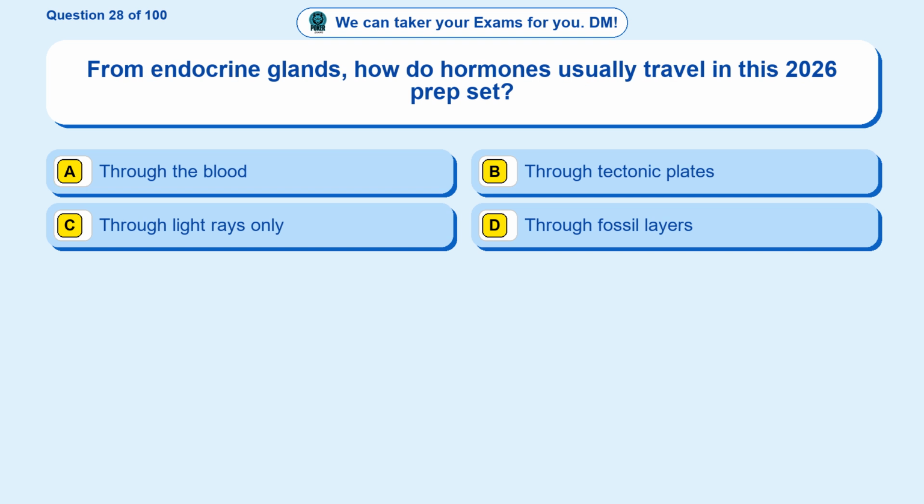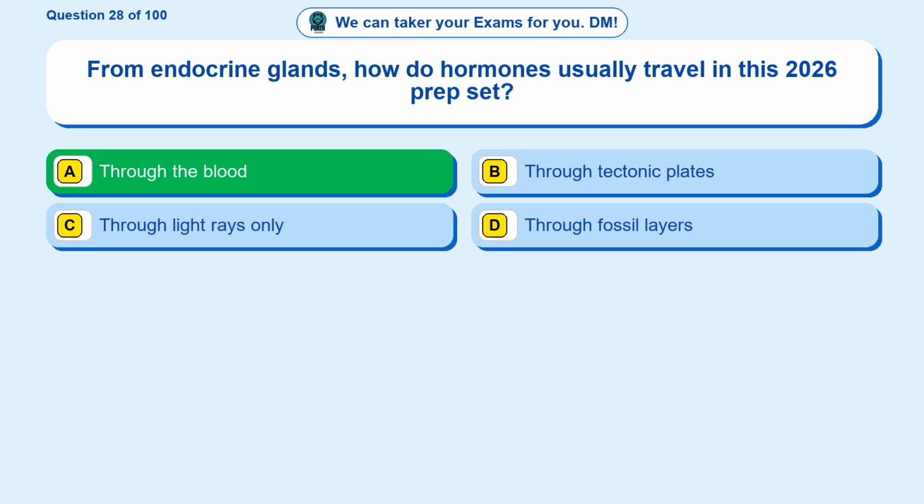Question 28. From endocrine glands, how do hormones usually travel in this 2026 PrEP set? Option A, through the blood. Option B, through tectonic plates. Option C, through light rays only. Option D, through fossil layers. The correct answer is option A.